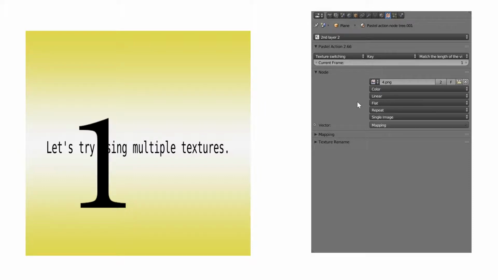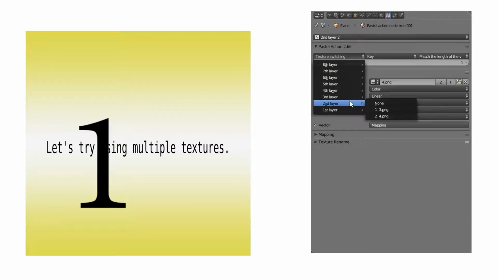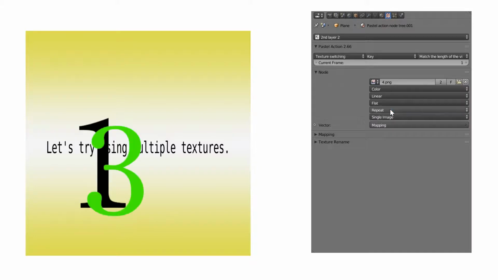Next, let's add the second layer's texture. Press the Change Texture button. Select the second layer from the menu. Now let's add number 3. Select 3 from the submenu. 3 is now shown on the plane surface. With this, on the plane surface is the base texture, texture number 1 and texture number 3 on top.